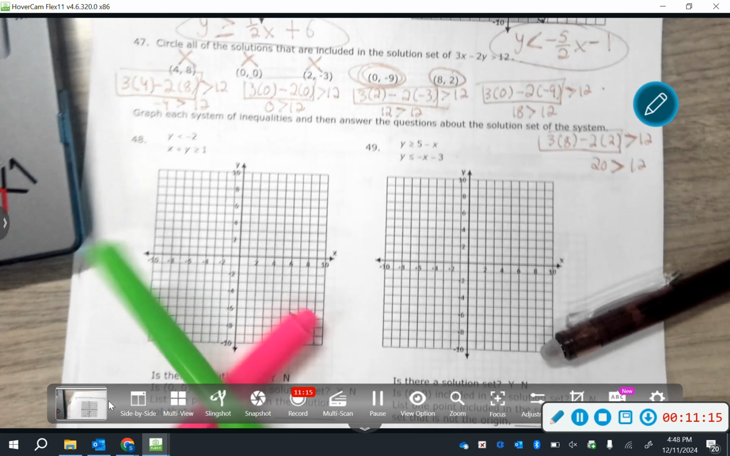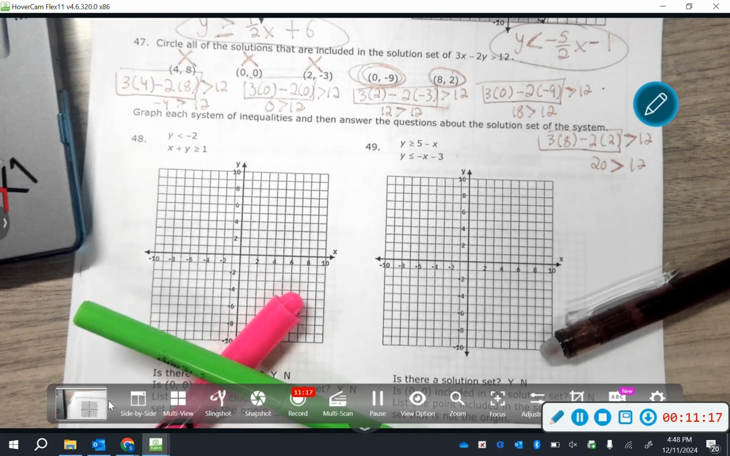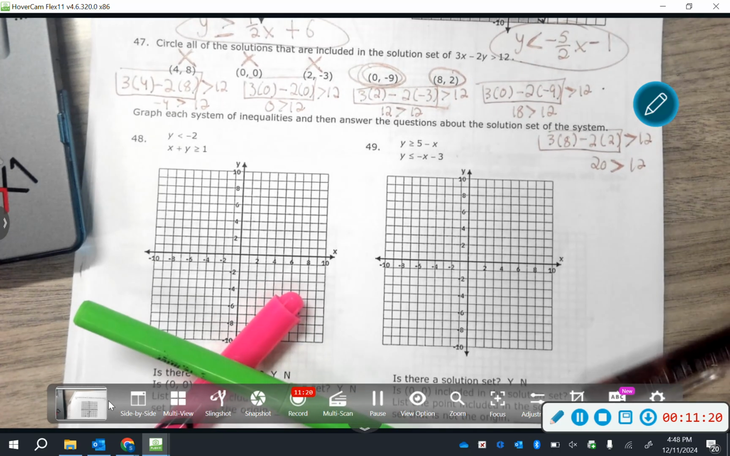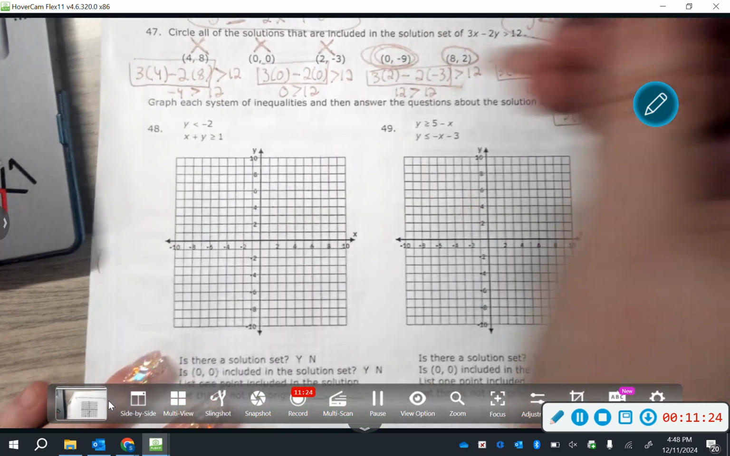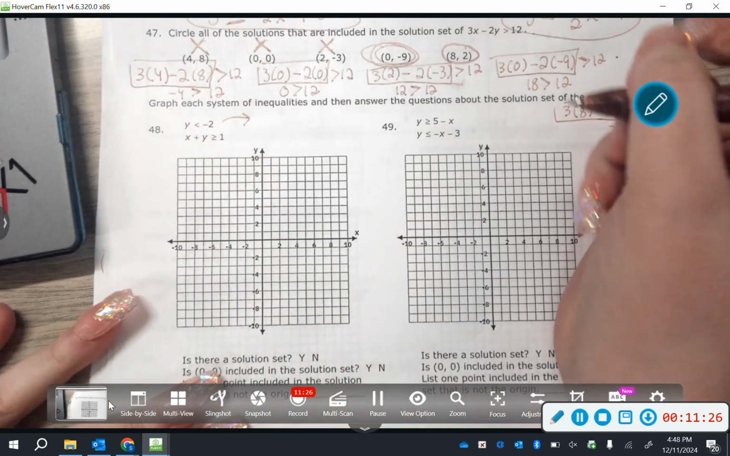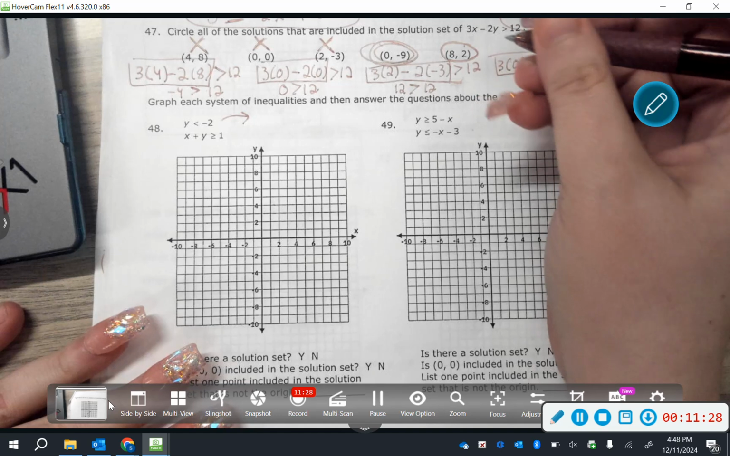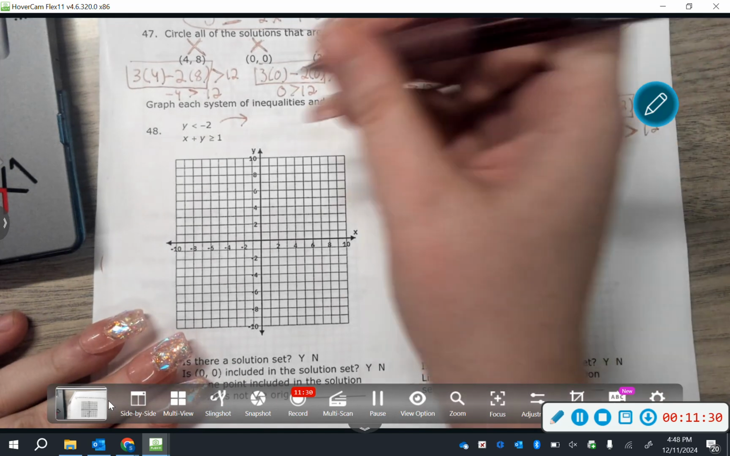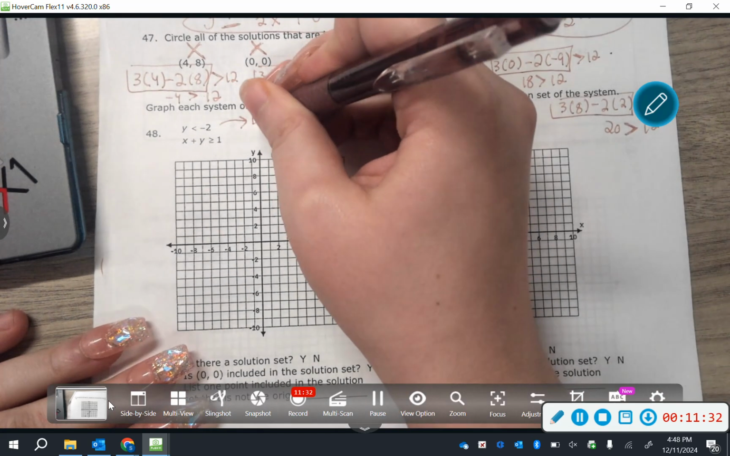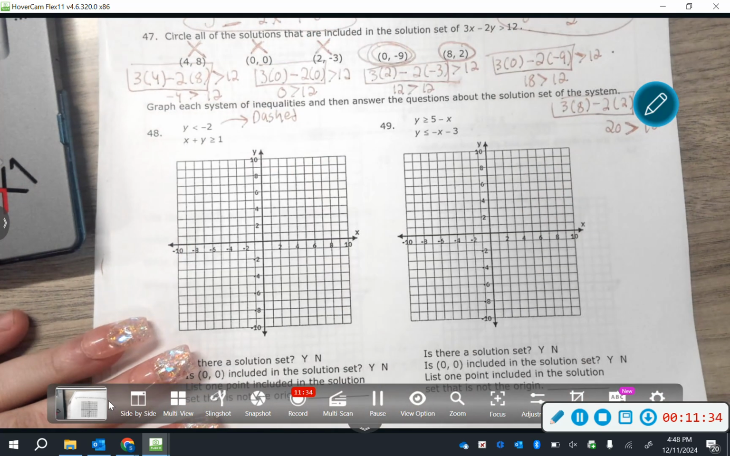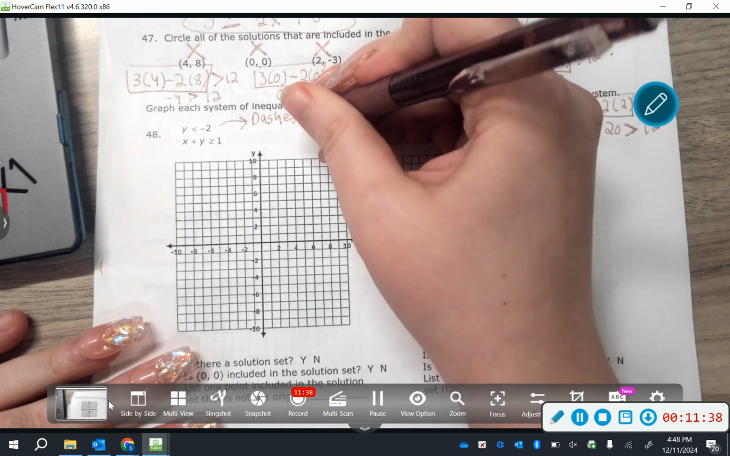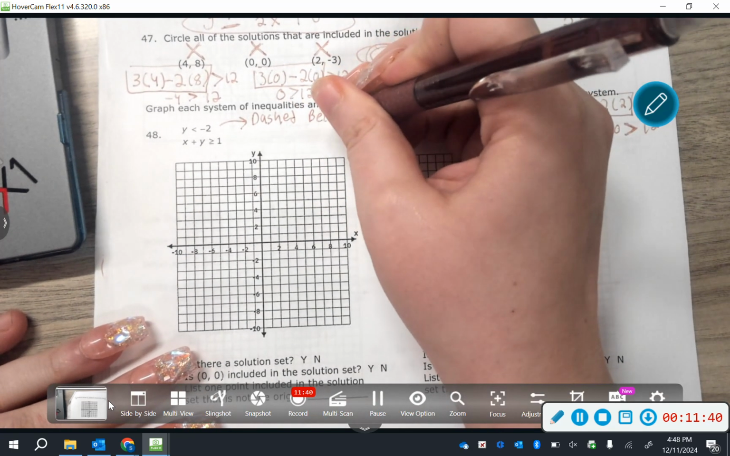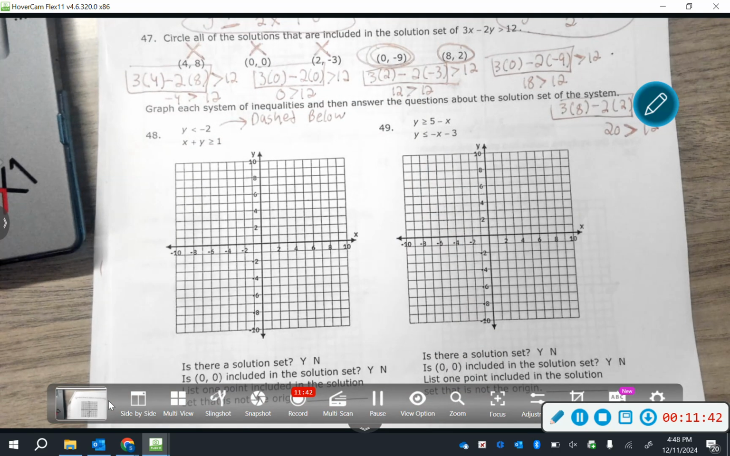Okay, I got 2 others. We have here y is less than negative 2. So first of all, let's talk about what we know. If it is y is less than negative 2, is it going to be solid or dashed? Hopefully you said dashed because it's not or equal to. And if I want less than, are we going to shade above or below? Below.